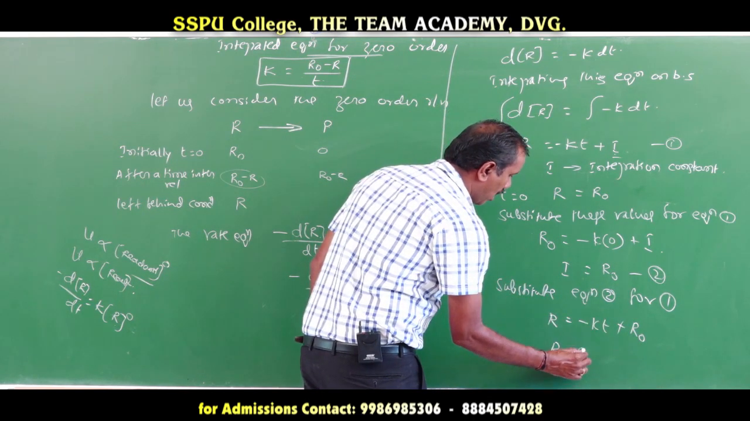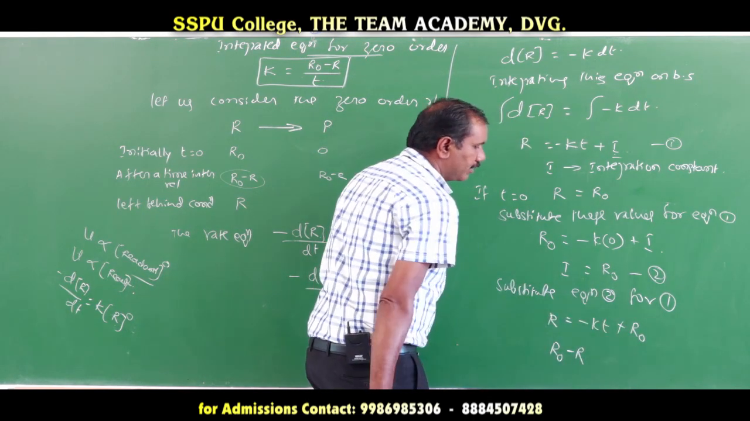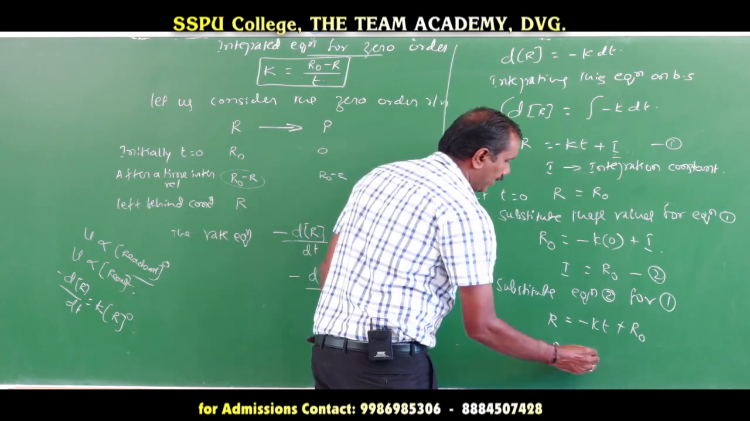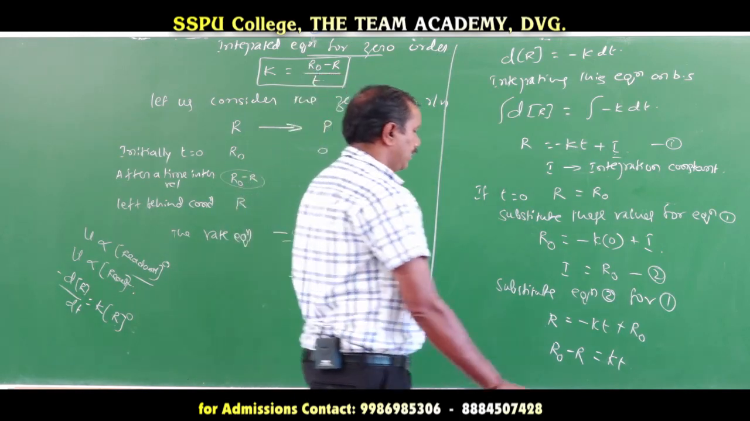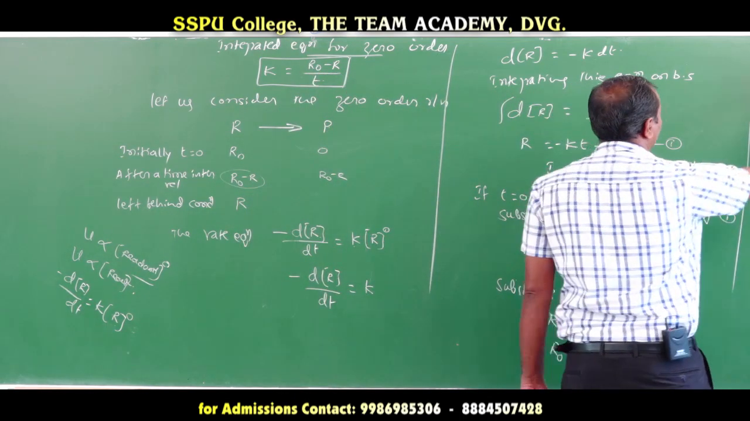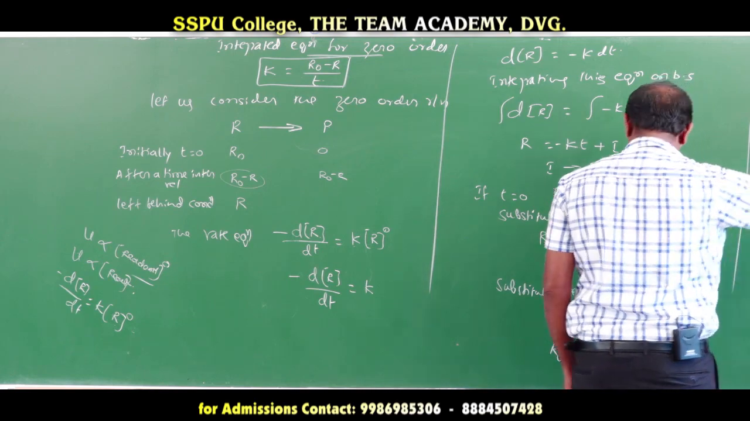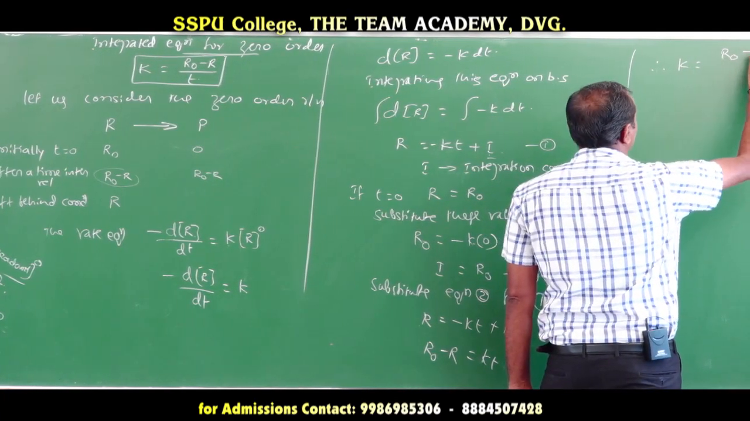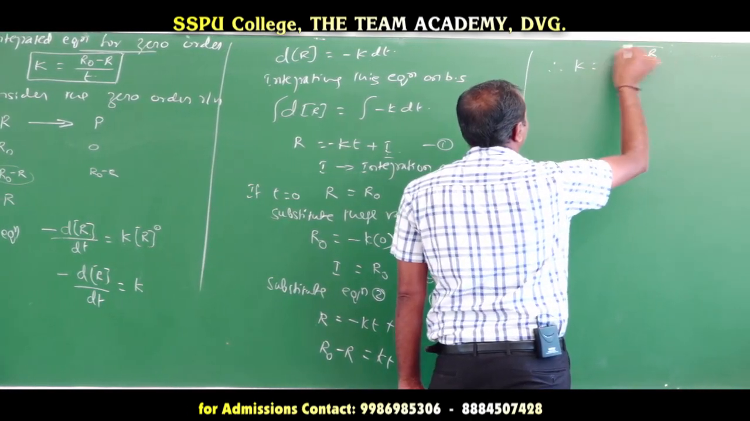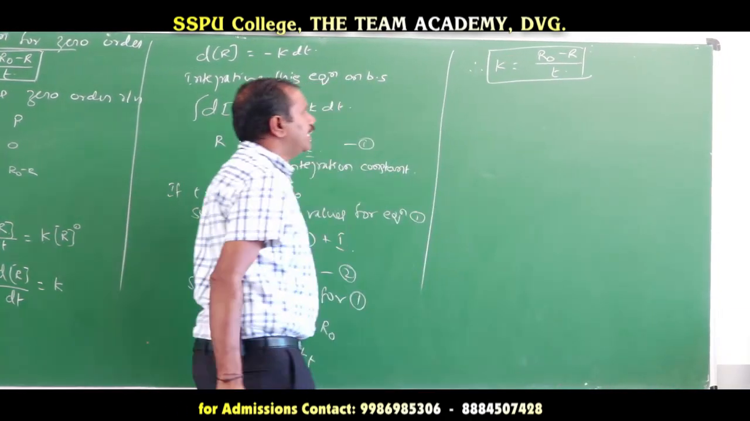Now, if you take R to the right side and kt to the left side, it becomes R naught minus R equals kt. And therefore, k equals R naught minus R divided by t. Yes, this is the integrated equation.